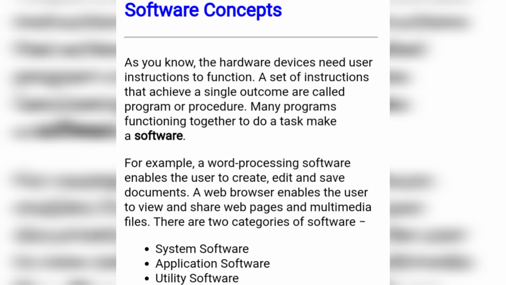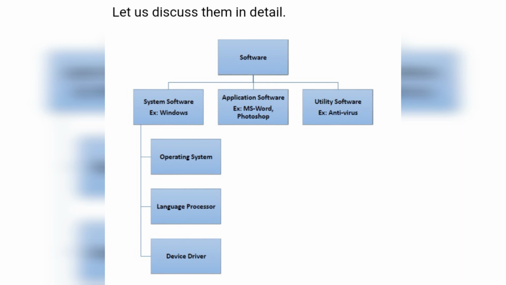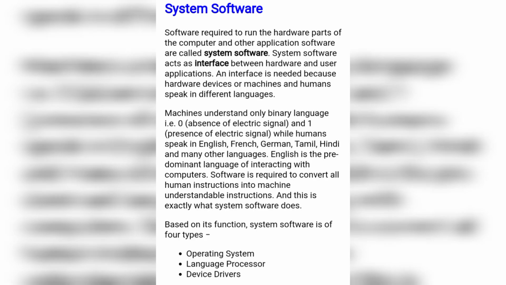There are three categories of software: system software, application software, utility software. Let us discuss them in detail.